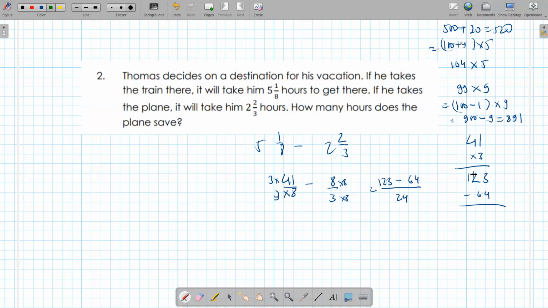You can do it this way, right? So you can cross this out, carry over 1, yeah? So that becomes 13. 13 minus 4 is 9. And then we're left with 11 minus 6, which is 5.